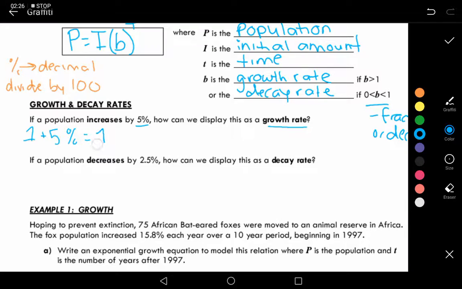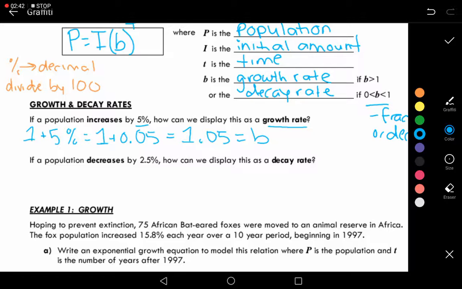If we do that, we will get 1 plus 0.05. Add those together, we get 1.05. So that is our growth rate, which means that is our B value.